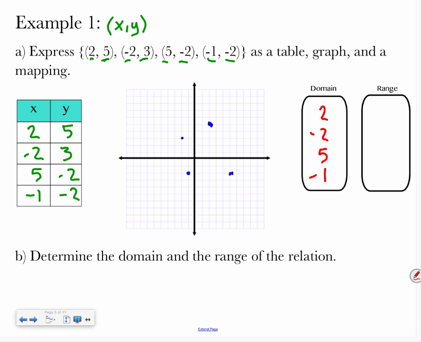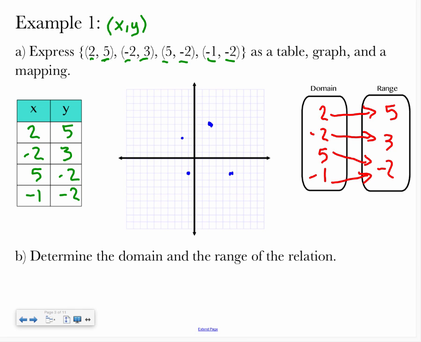Our 2, and then for our range, we have a 5, a 3, and a -2. So I'm only going to list that one time, okay? You don't list repeat numbers in mappings. Our 2 goes to 5. Our -2 goes to 3. And then our 5 goes to -2, and -1 goes to -2. So that would be my mapping, okay?